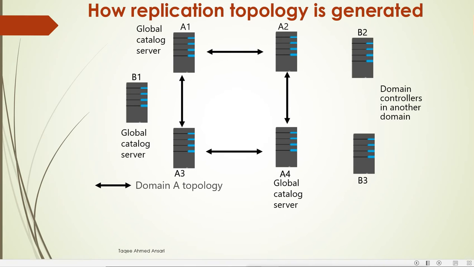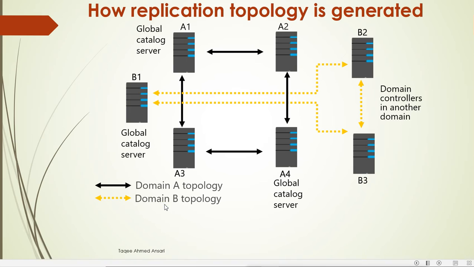Now how is the replication topology generated? The replication topology is generated automatically. We don't have to generate anything. Like this is the domain A topology, which is replicating only in domain A. These are domain A controllers. Then domain B is there. So domain B will control its own topology. It will create its own topology.